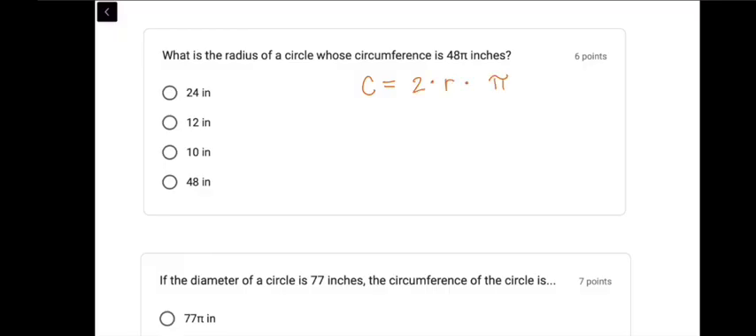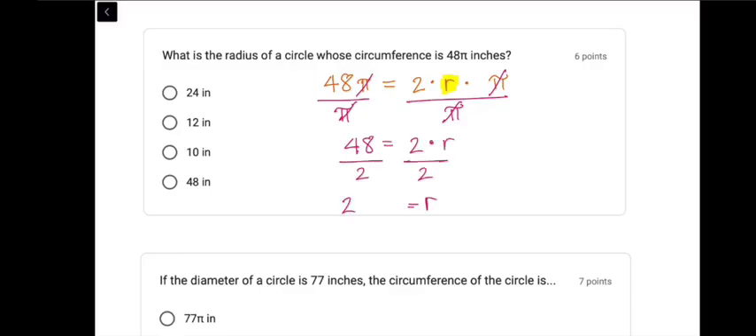So if they're telling me that the circumference is equal to 48 pi, I can go ahead and plug that in. And now my job is to solve for r. So I'm going to start by first dividing both sides by pi. And now pi goes away here, pi goes away here. I'm left with 48 is equal to 2 times r. Once again, I'm going to divide by 2. That way r can remain alone. And it turns out that the radius is equal to 24 inches. So the answer would be A.